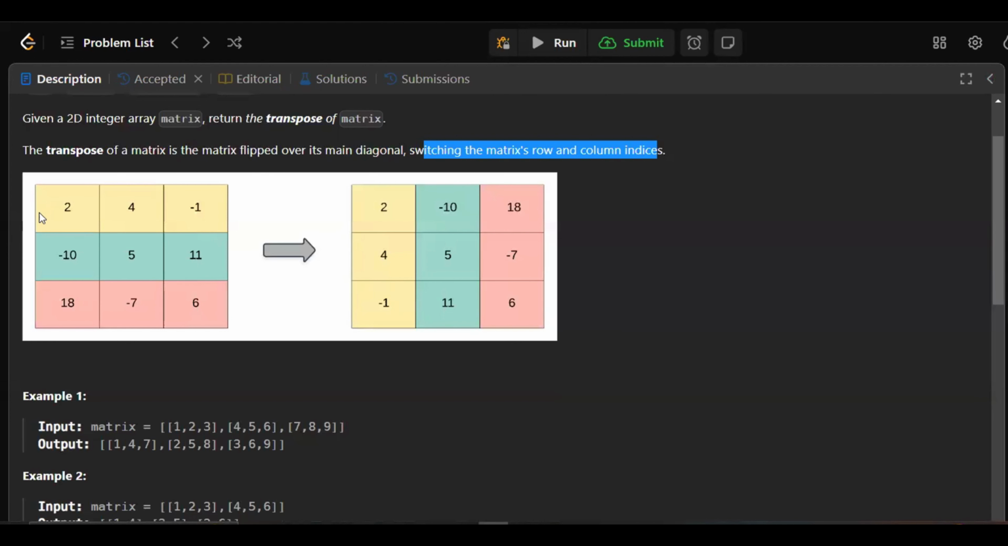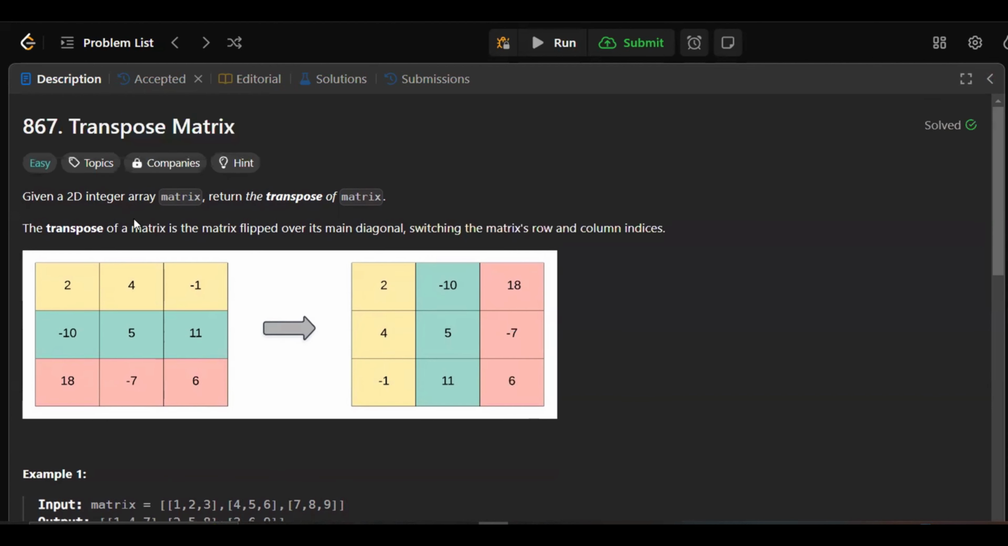Here, the dimension of this matrix is 3 by 3. The first row is 2, 4, minus 1. It will become the first column here, which is 2, 4, minus 1. Second row is minus 10, 5, 11. It will become the second column, which is minus 10, 5, 11. Third row is 18, minus 7, 6. It will become the third column, which is 18, minus 7, 6. Now, this is the basic definition of the transpose matrix.